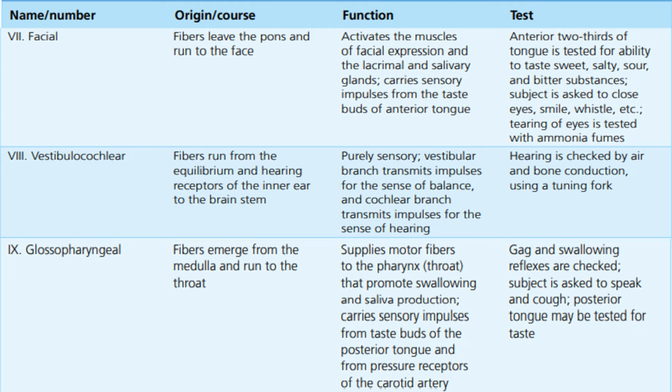Then we have number 9, the glossopharyngeal nerve. Fibers emerge from the medulla and run to the throat. Supplies motor fibers to the pharynx, throat, that promote swallowing and saliva production. Carries sensory impulses from taste buds of the posterior tongue and from the pressure receptors of the carotid artery.